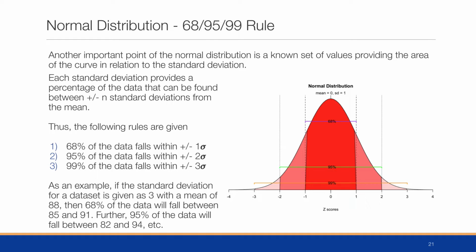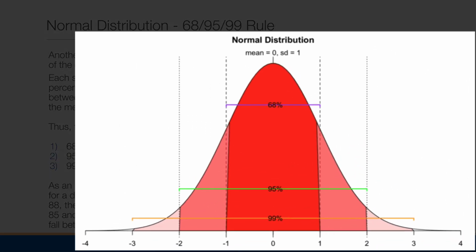First, it's the 68, 95, 99 rule. What this basically says is that each standard deviation provides a percentage of the data that can be found between plus or minus n standard deviations from the mean. So we have a normal distribution curve here on the right. The solid red is represented by one standard deviation. And remember, those standard deviations are similar to those z-scores. They actually are the same. 1 and -1. So 68% of the data falls between -1 and 1 standard deviation.